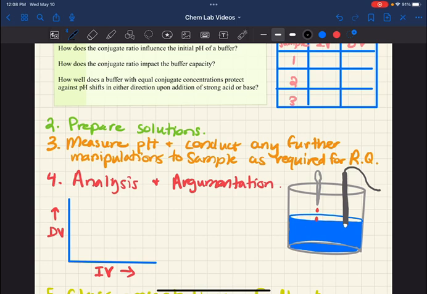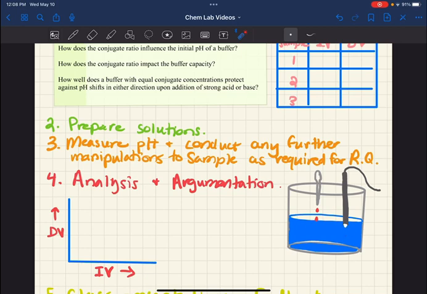And afterward, you will conduct your analysis and argumentation. So just like last week, we have our solution. Well, okay, we didn't have buffer solutions last week, but in this case, it's a buffer. And you'll likely be adding acid or base to it at some point for most of the research questions, but either way, you're using a pH probe to monitor the pH of your solution.